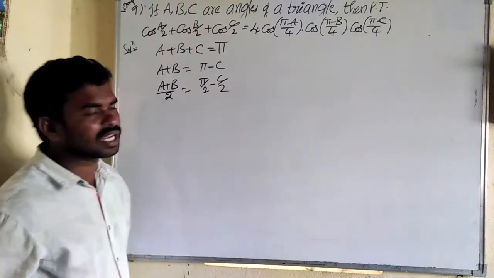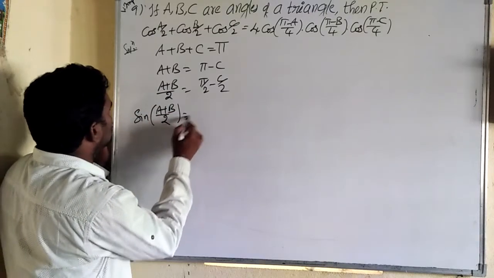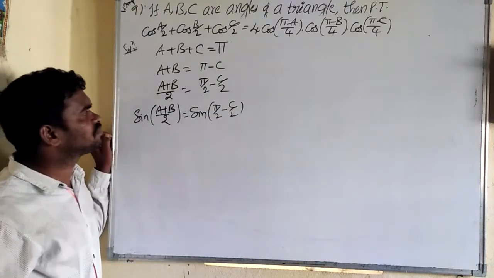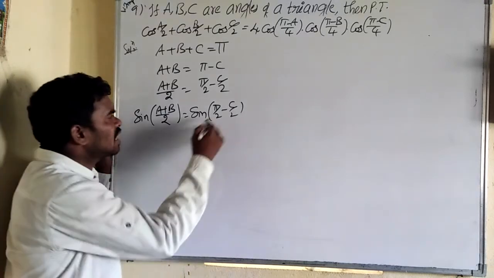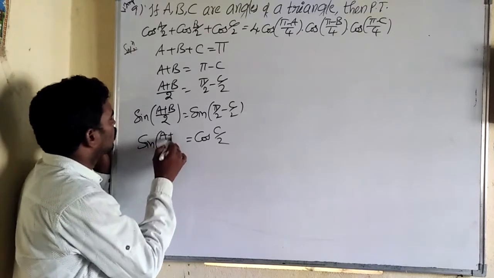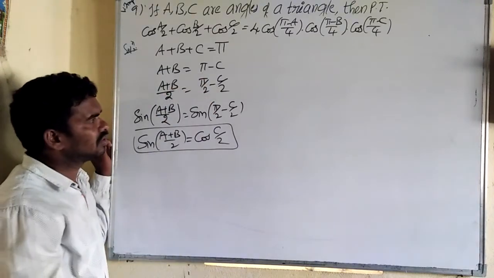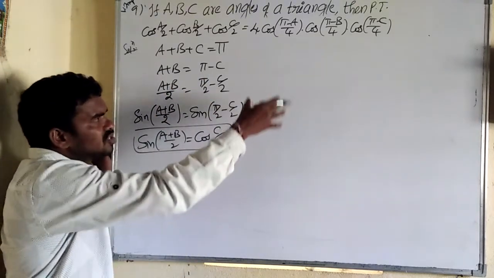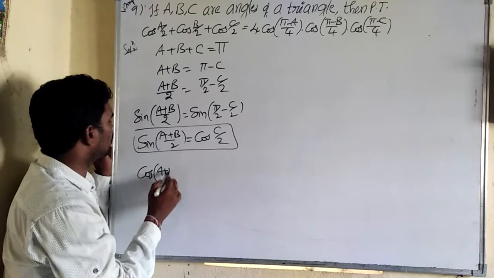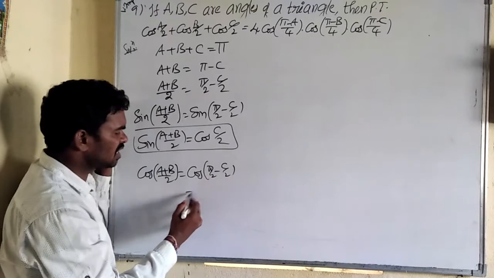So now apply sin on both sides. We get sin of (A plus B) by 2 is equal to sin of (pi by 2 minus C by 2). Pi by 2 minus C by 2 means what? 90 minus theta. Sin of 90 minus theta becomes cos theta. So we get cos of C by 2. Next, similarly, apply cos on both sides. Actually, if you write here, that is better. My board is not sufficient, so I am writing here. So applying cos on both sides, cos of (A plus B) by 2 is equal to cos of (90 minus C by 2). Cos 90 minus theta becomes what?